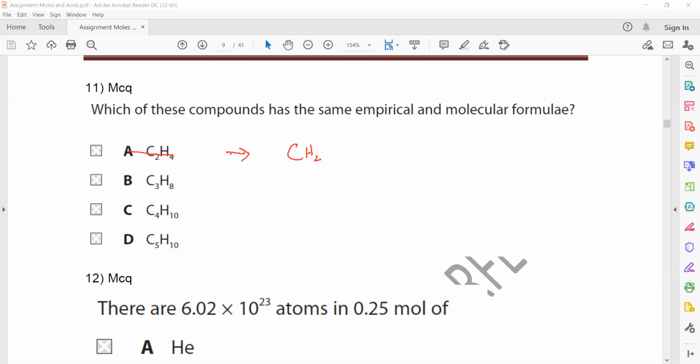When we check option B, 3 and 8 cannot be further simplified. It is already in the simplest whole number ratio, so this will have the same molecular and empirical formula. What about option C? In C2H4 and 10... 2, 4 and 10 can be further simplified as 2 and 5, and in the same way 5 and 10 can be further simplified as 1 and 2. That's why B is the right answer.